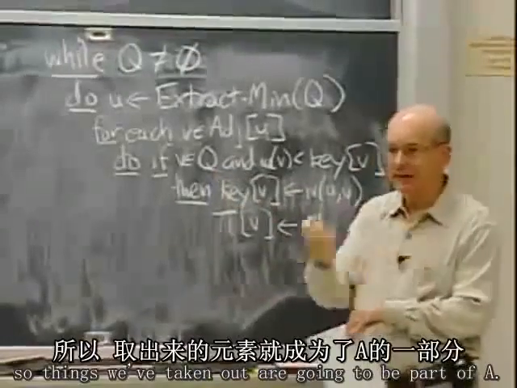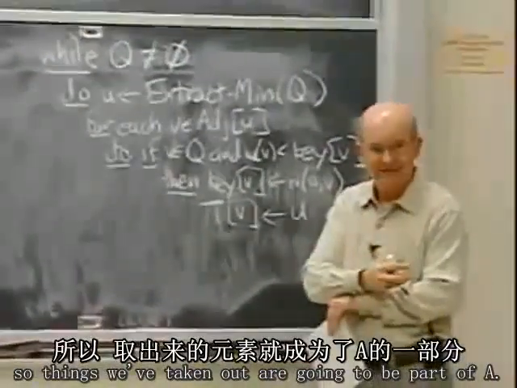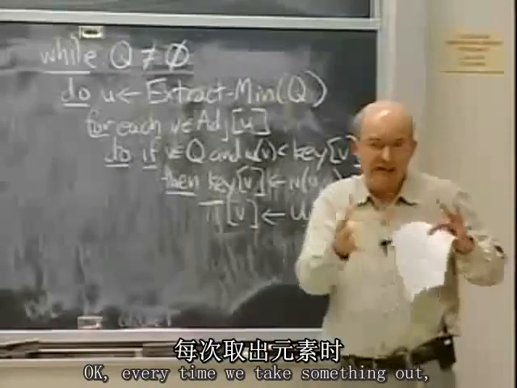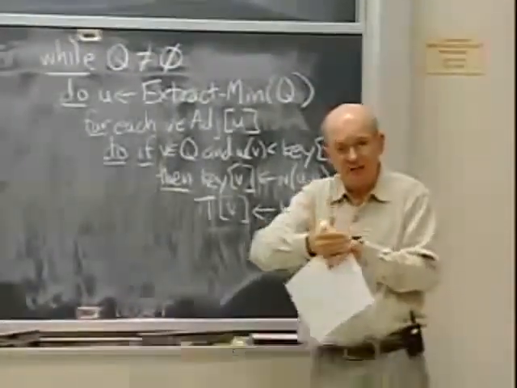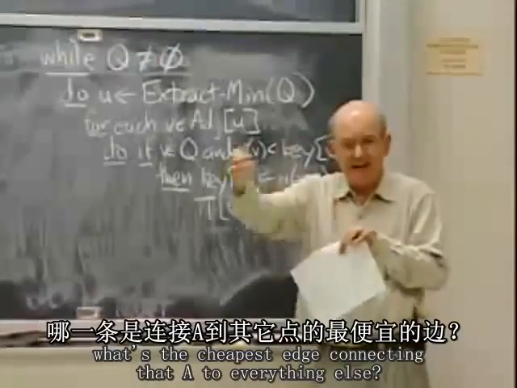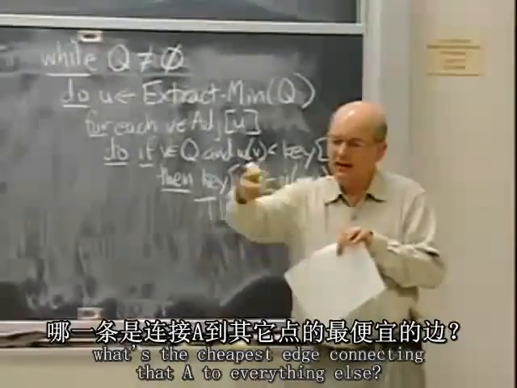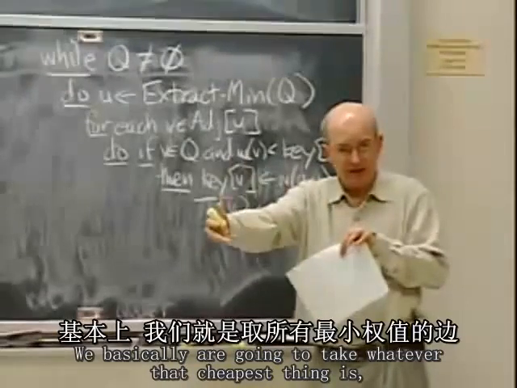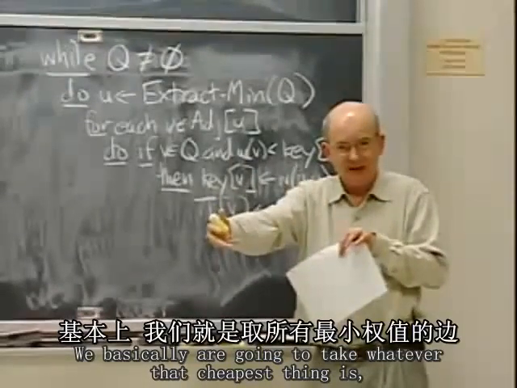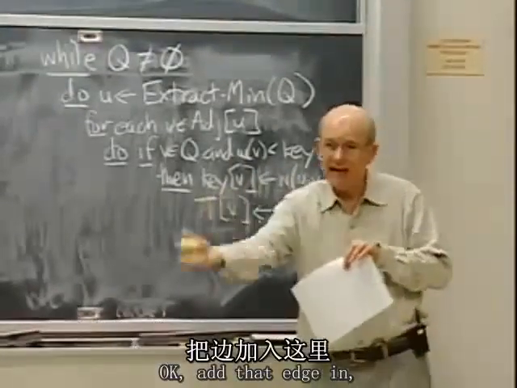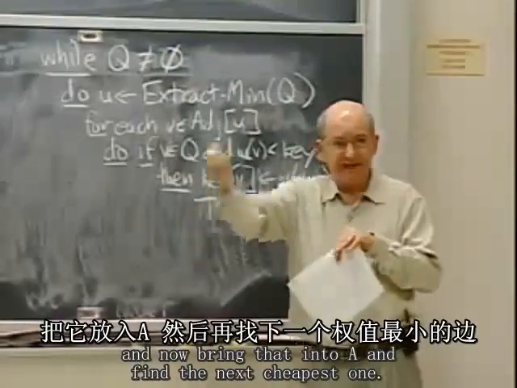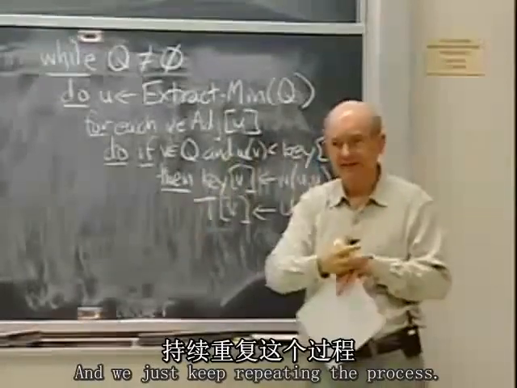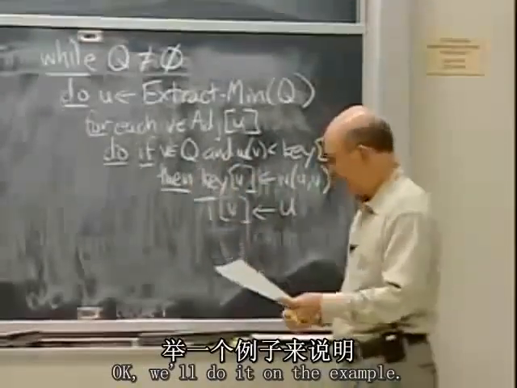the things we've taken out are going to be part of A. Every time we take something out, that's going to be a new A that we construct. At every step, we want to find the cheapest edge connecting that A to everything else. We take whatever that cheapest thing is, add that edge in, bring that into A, and find the next cheapest one. We just keep repeating that process. We'll do it on the example.